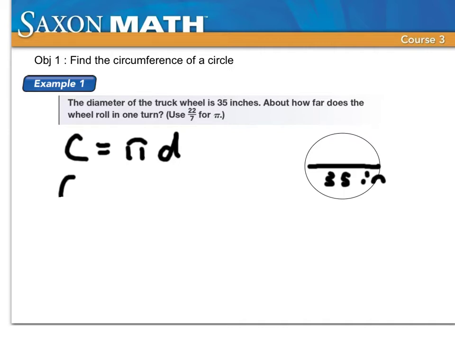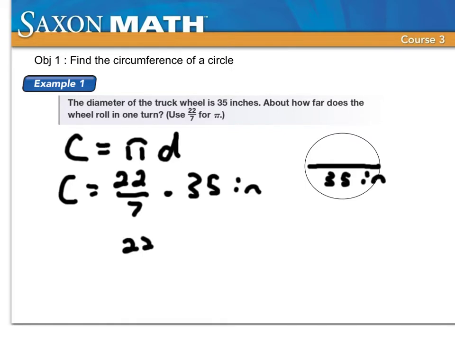Well, so our circumference is going to equal, instead of pi, they tell us to use 22 over 7 times my diameter, which is 35 inches. So I'm just going to take 22 over 7 times 35. So to do that, 22 over 7 times 35, I had to put 35 over 1. And what should happen is we can cross cancel here, okay, because 7 goes into 35. 7 divided by 7 is 1. 35 divided by 7 is 5.